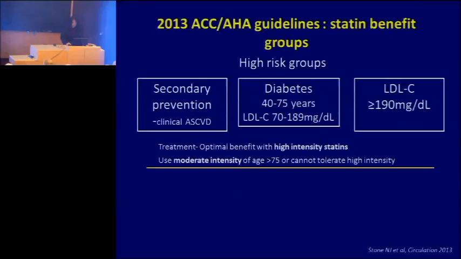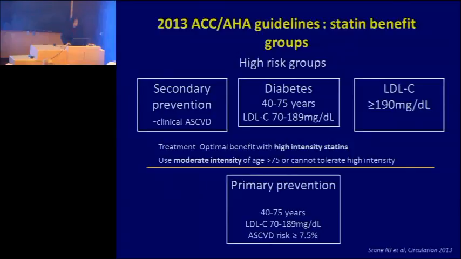And the individuals who are a little bit older or cannot tolerate the higher-intensity doses, we could potentially use moderate-intensity statins. And for primary prevention, using an ASCVD risk calculator, we will prescribe statins based on their risk. And if it's a risk that's greater than or equal to 7.5%, as revealed by the calculator, these individuals may need moderate to high-intensity statin based on discussion with the patient.